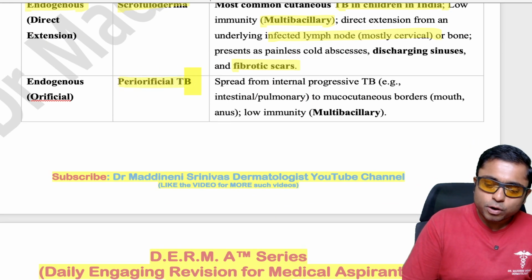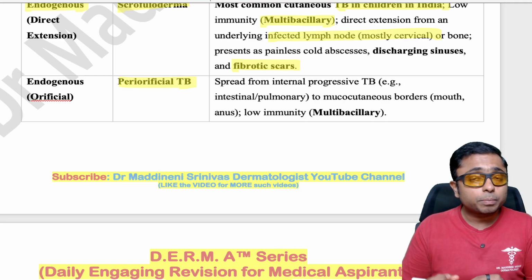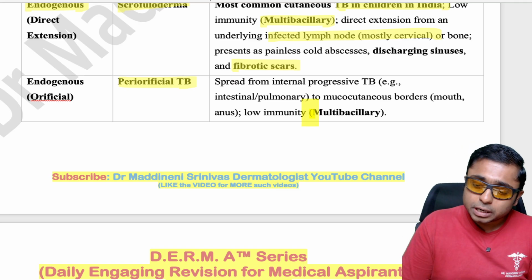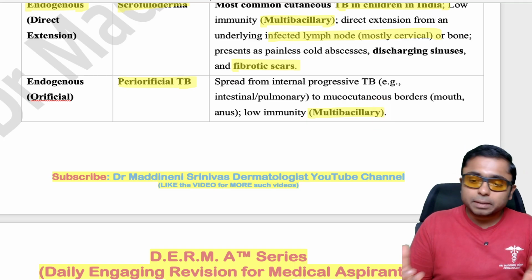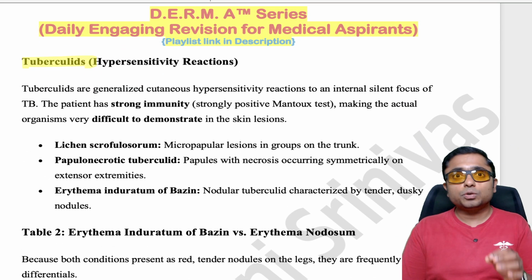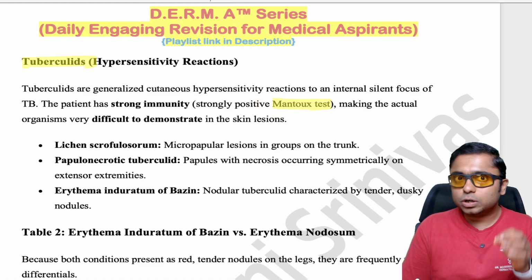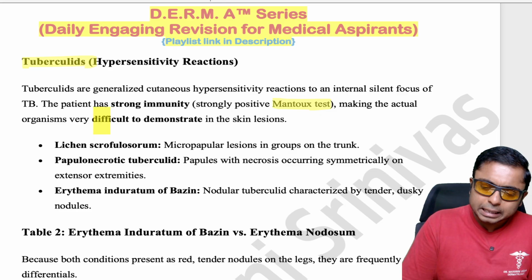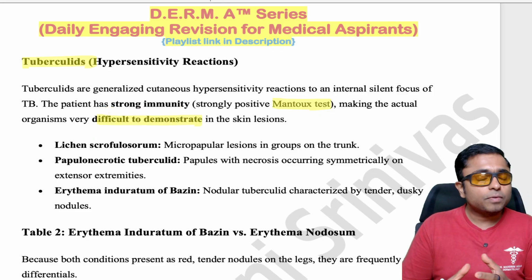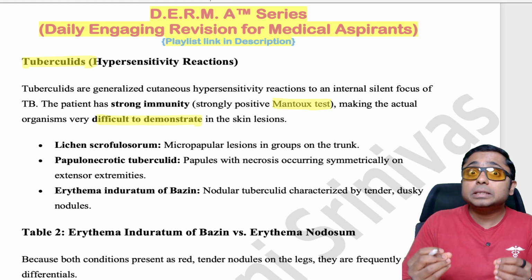Next is periorificial tuberculosis. Surrounding the orifices of the body, there is going to be ulcer formation, and obviously it's going to be multibacillary in state. Next is the hypersensitivity reaction tuberculids. Here remember the patient's immunity is very good, so if you do a Mantoux test, it's going to be strongly positive, and the bacilli are going to be very difficult to demonstrate because the lesions are due to a hypersensitivity reaction against the MTB bacillus.